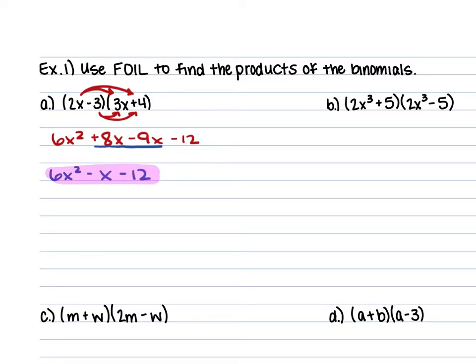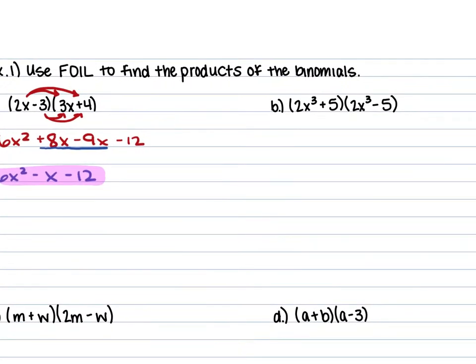For example B, we are given 2x cubed plus 5 times 2x cubed minus 5. So again, I'm going to take that 2x cubed and distribute it into that second set of parentheses. So I'm going to do 2x cubed times 2x cubed, which gives us 4x to the 6th power. Then 2x cubed times negative 5 is negative 10x cubed.